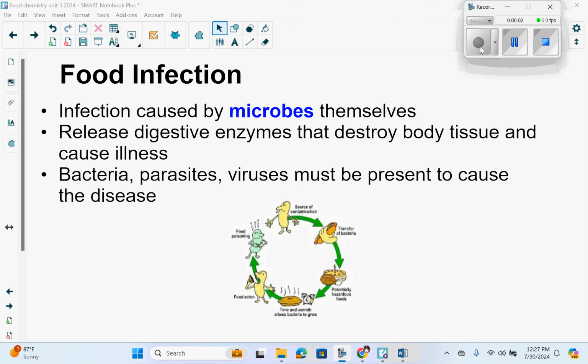This is Food Chemistry Unit 5. We're still in Chapter 18, Food Infection. Now, this is an infection caused by microbes themselves. They release digestive enzymes that destroy body tissue and cause illness. Bacteria, parasites, viruses must be present to cause the disease.